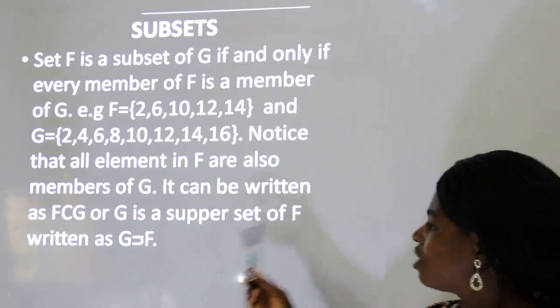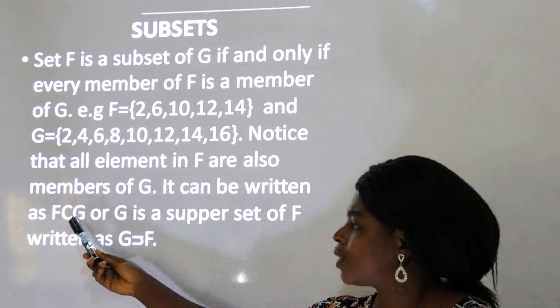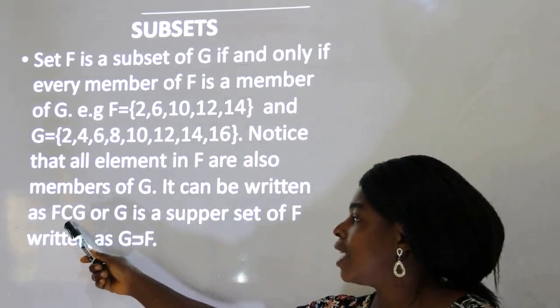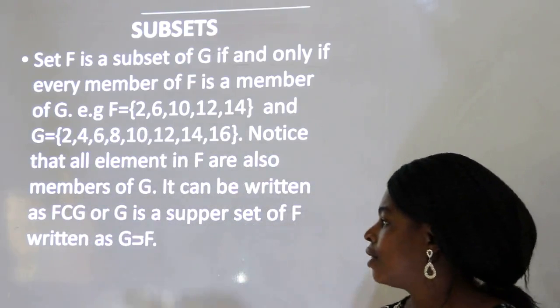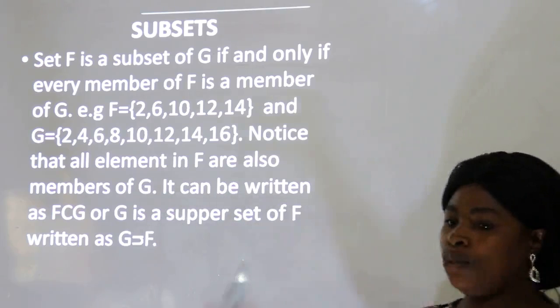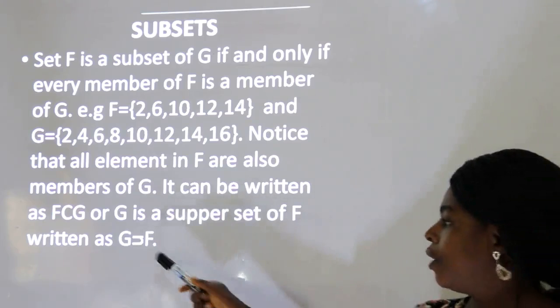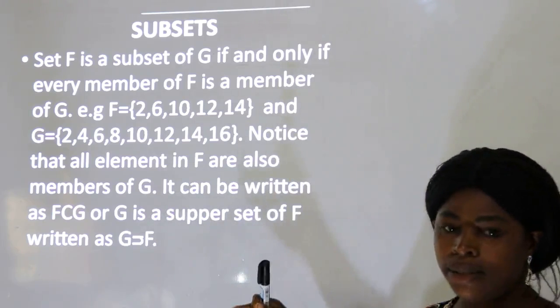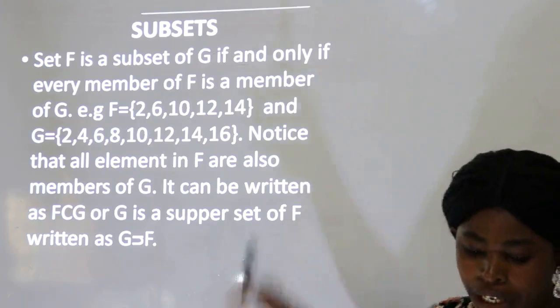And it can be written as F is a subset of G, with the subset symbol, please, it's not C. F is a subset of G. Or G is a superset of F. That is if you take it the other way round. So that is the subset we are talking about.